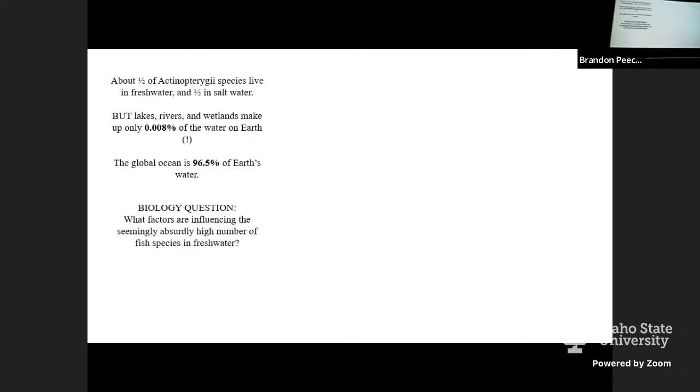What are you guys talking about? We have a lot of the same thing. Yeah, just these two though, reduced gene flow and habitat heterogeneity?